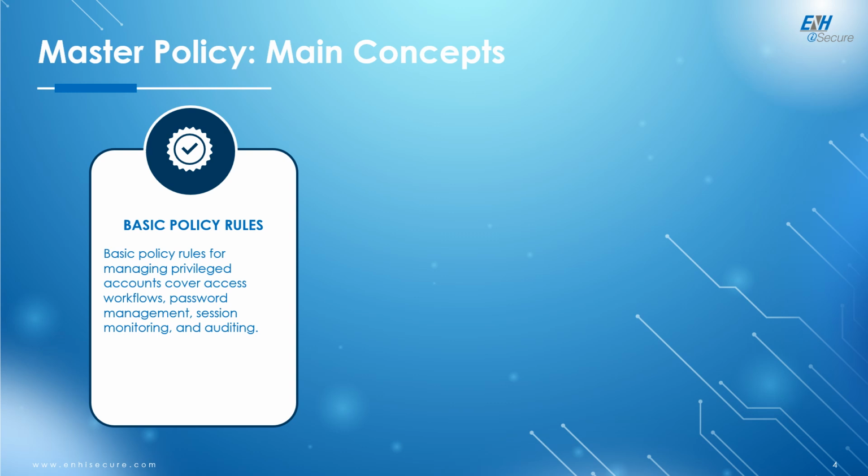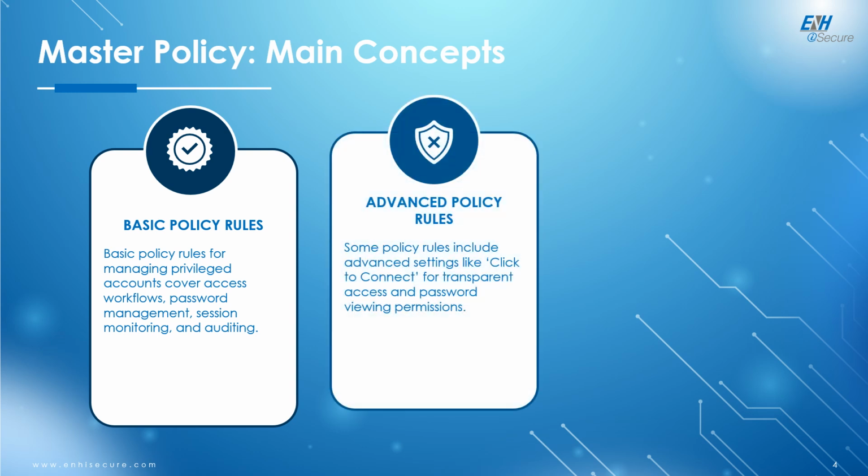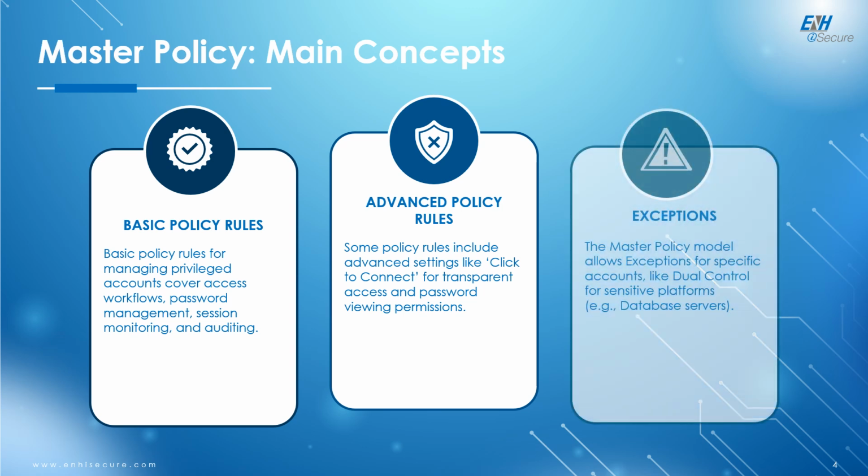Basic policy rules enable us to outline key elements of privileged account management. These rules encompass various groups, including those for access workflows, password management, session monitoring, and auditing. Certain policy rules come with associated advanced settings. For instance, within the basic policy rules, we can specify if users are permitted to connect to target systems seamlessly using Click to Connect. In the corresponding advanced settings, we can define if users will also have the ability to view passwords. Exceptions are policy rules that deviate from the overall master policy for specific scopes of accounts.